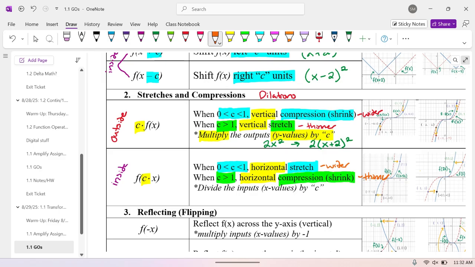So for horizontal dilation, all you would do is since it's affecting the x value, it would divide the x values by our c value. Now, what it would look like, it would look something like this. So let's say I had 2x plus 3 all squared. That 2 next is multiplied to the x. That represents my horizontal dilation.